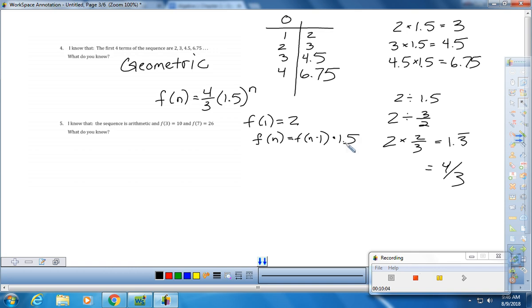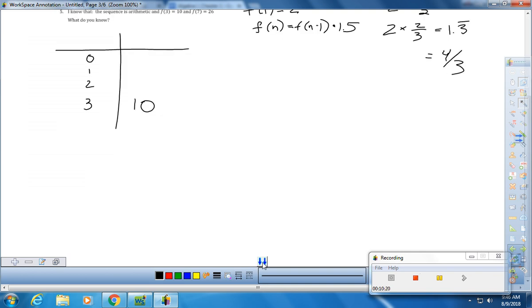Okay, you know this, the sequence is arithmetic. F of 3, 0, 1, 2, 3. F of 3 is 10. And F of 7, 4, 5, 6, 7, is 26. Oh, wow, this is great. So we got a blank here, a blank here, and a blank here.